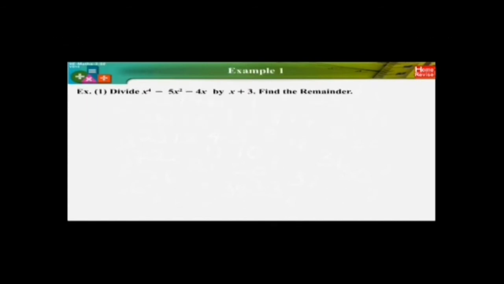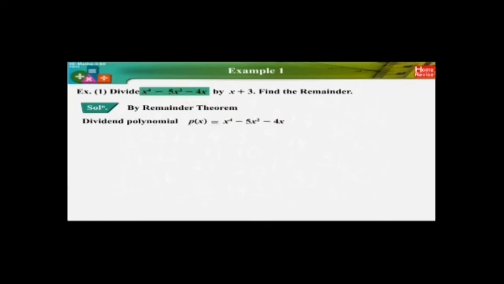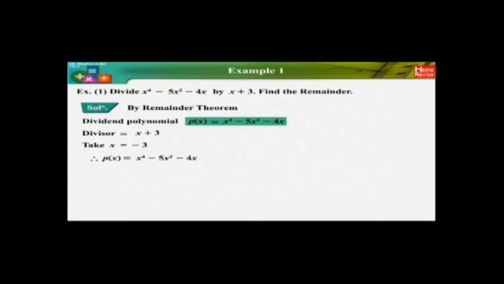Let's consider an example. Divide x raised to the power 4 minus 5x square minus 4x by x plus 3 and find the remainder. Solution. By remainder theorem, dividend polynomial P of x is equal to x raised to the power 4 minus 5x square minus 4x and divisor polynomial is equal to x plus 3. Take x is equal to minus 3. Therefore, P of x is equal to x raised to the power 4 minus 5x square minus 4x.